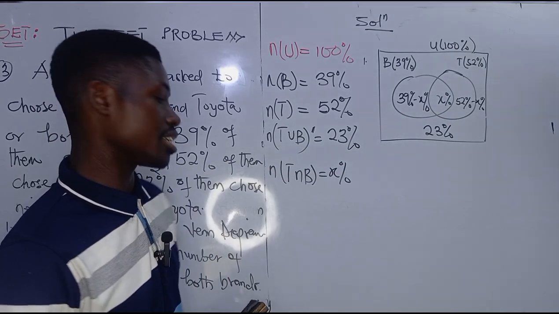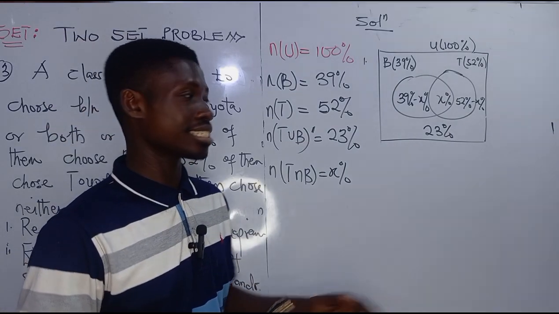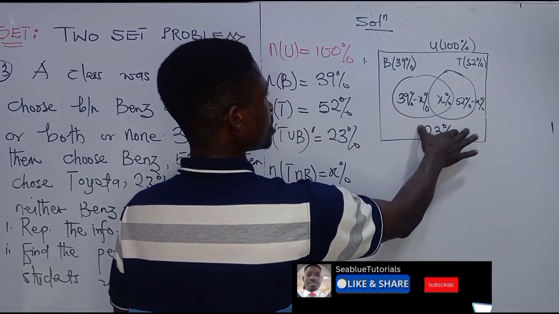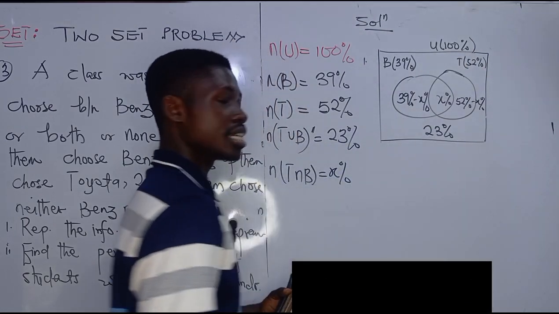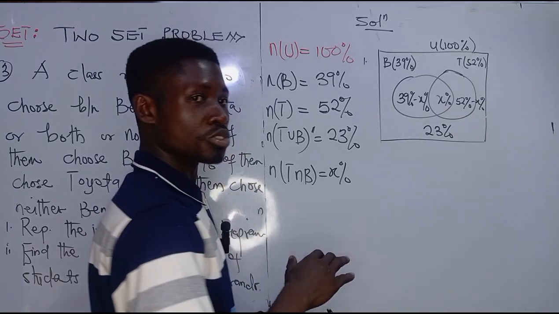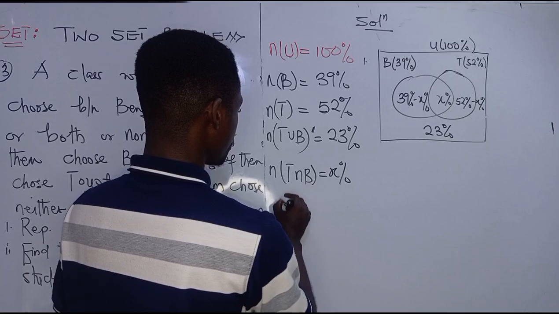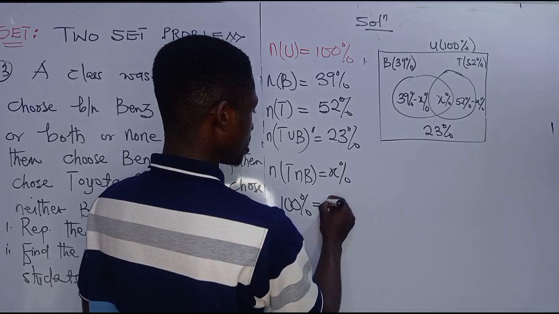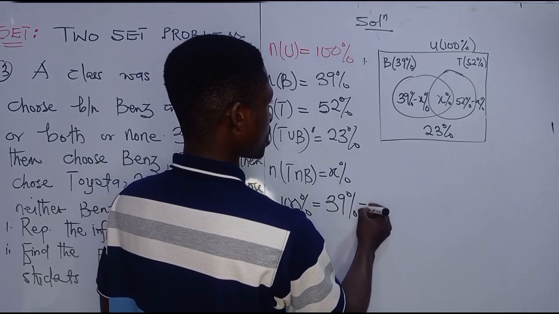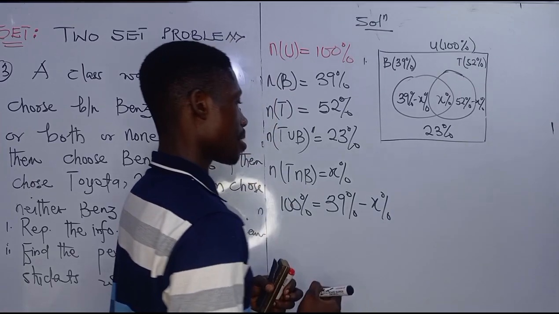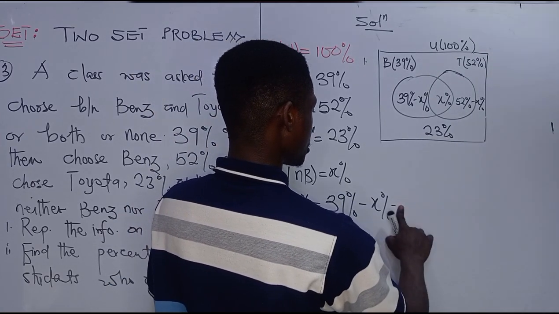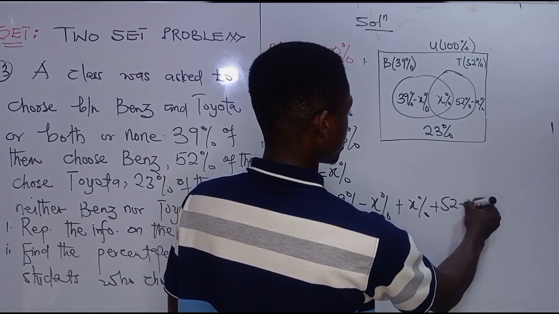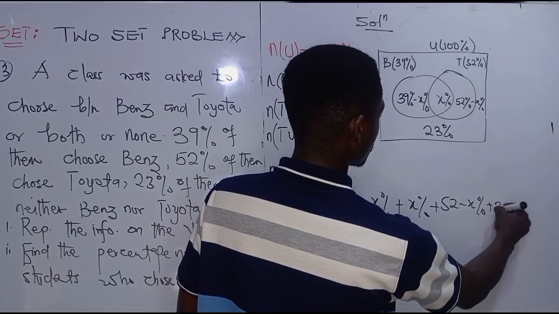The next task is to find the number of students who chose both brands. So we know that when we sum this region, this region, this region, and this region together, it is equal to the universal set, or the number of students in the class. So we are going to have 100% is equal to this region, 39% minus X%, plus X%, plus 52% minus X%, plus 23%.